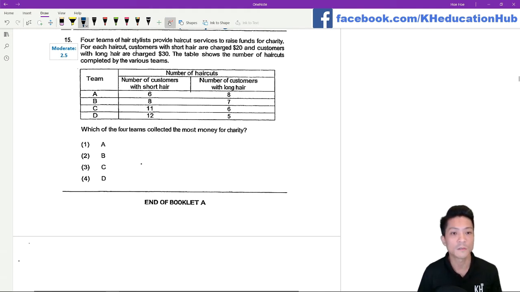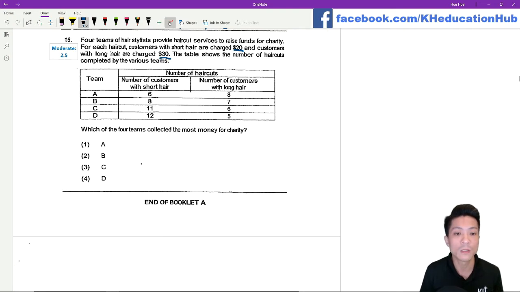Question 15. 4 teams of hairstylists provide haircut services to raise funds for charity. For each haircut, customers with short hair are charged $20. Customers with long hair are charged $30. The table shows the number of haircuts completed by various teams. Which of the 4 teams collected the most money?